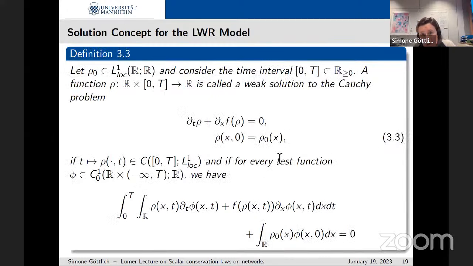So that's why from now on, we go over to weak solutions. If you have a look at this definition here, we say that a weak solution to the Cauchy problem is given if, for a continuous mapping rho and for every test function phi, this condition is fulfilled. This now somehow weakens the assumptions on our rho, and may also be useful to consider non-smooth solutions, as we will discuss in a few minutes.